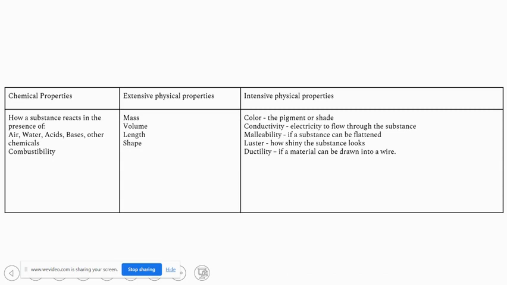Extensive properties, then extra is going to make a difference. So here's some examples for that. And then intensive properties: color, conductivity, malleability, luster, ductility. We need to talk about what some of these words mean because some of you are not familiar with them. So conductivity means, can we get electricity to flow through it? I think you guys are probably familiar with that. But malleability, you may not be as familiar with.